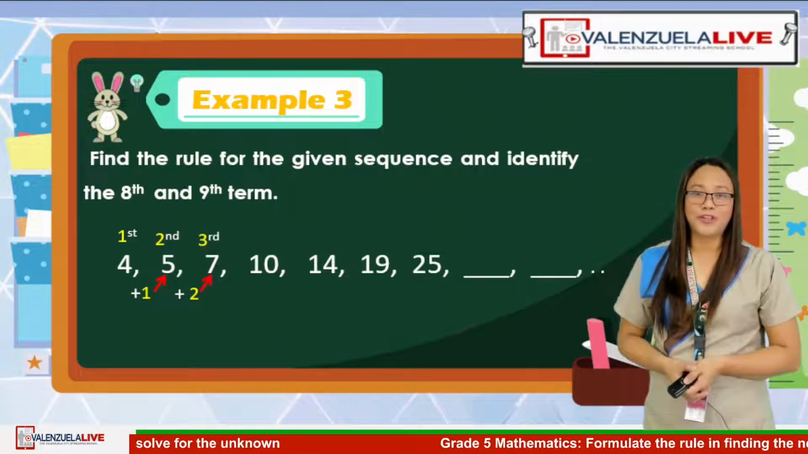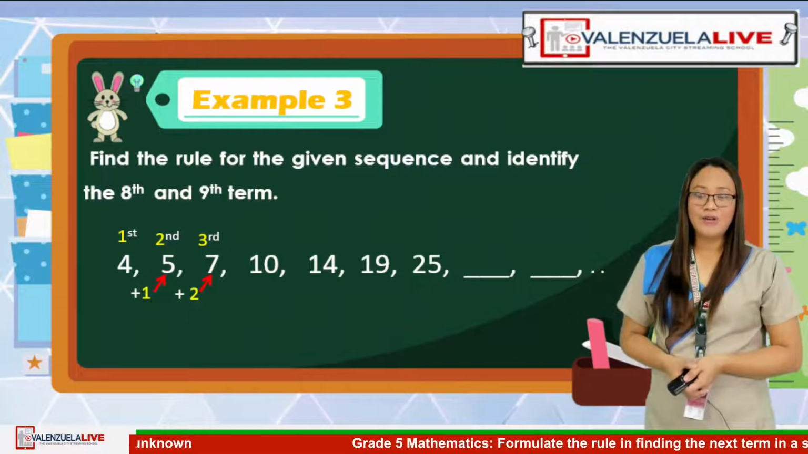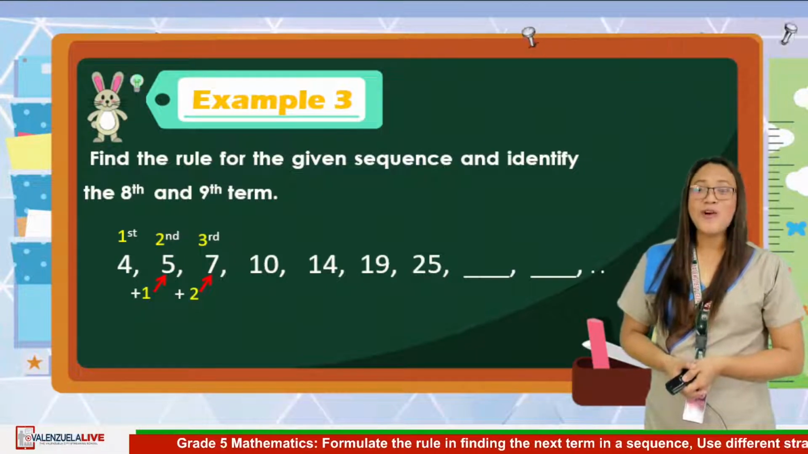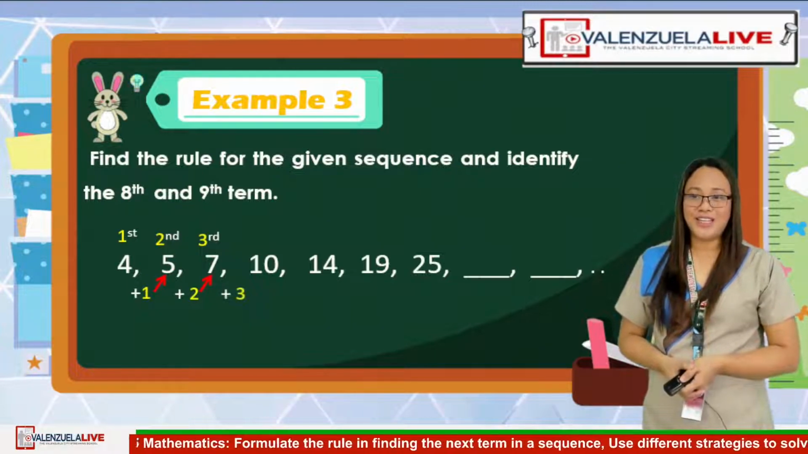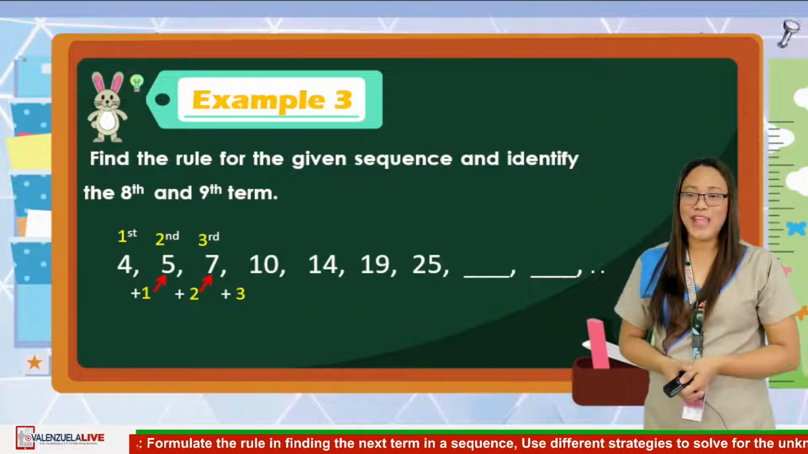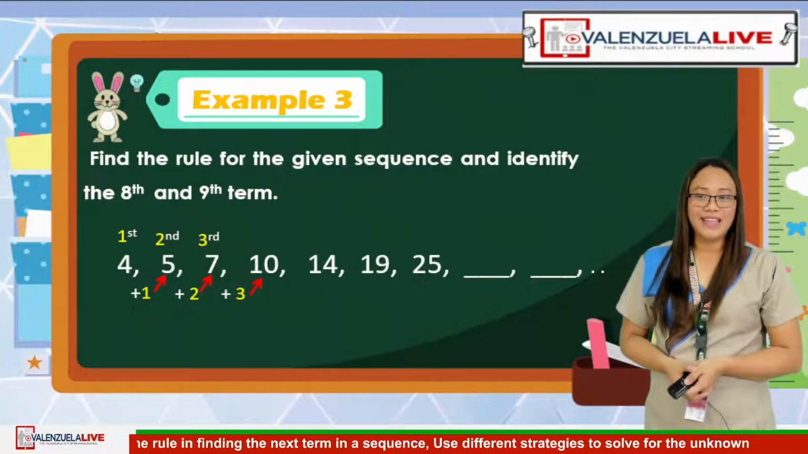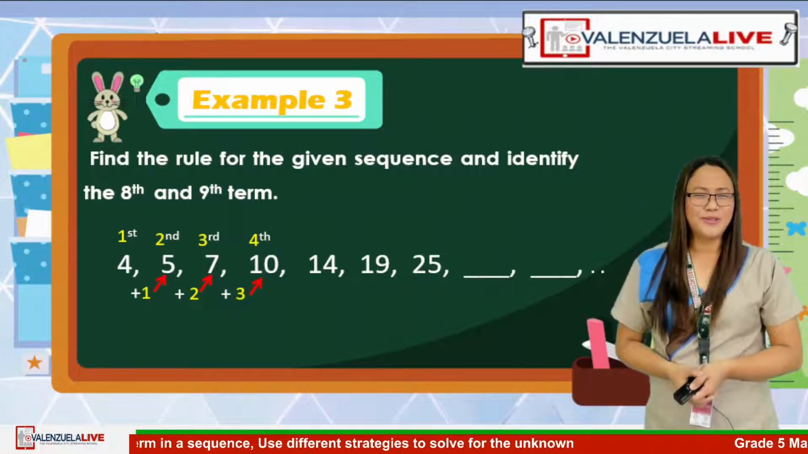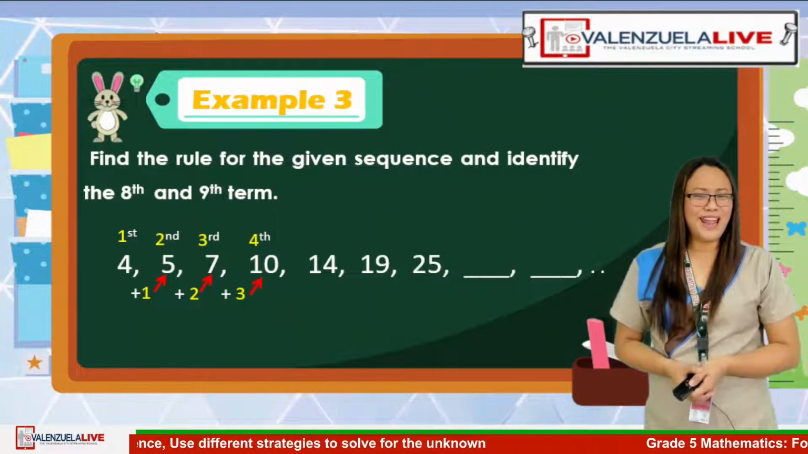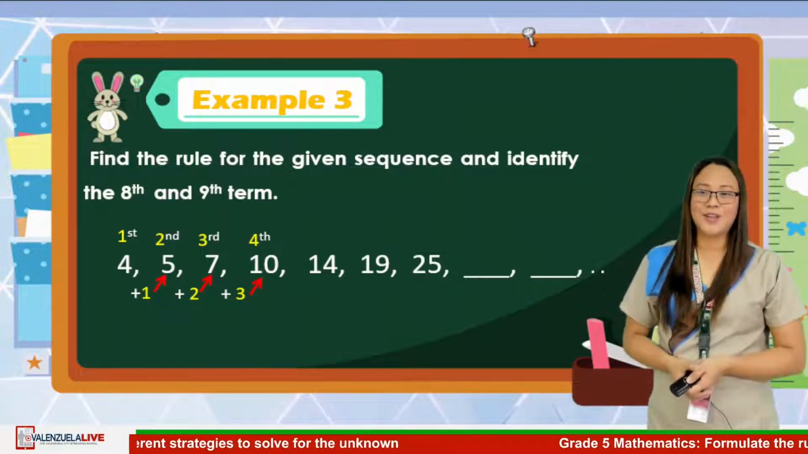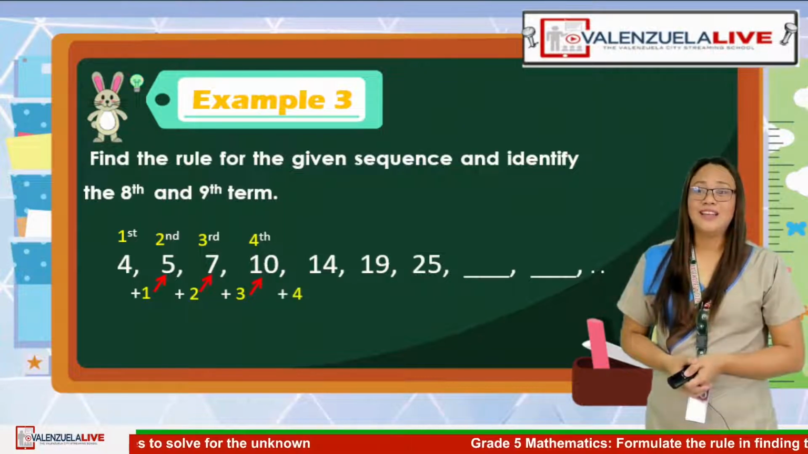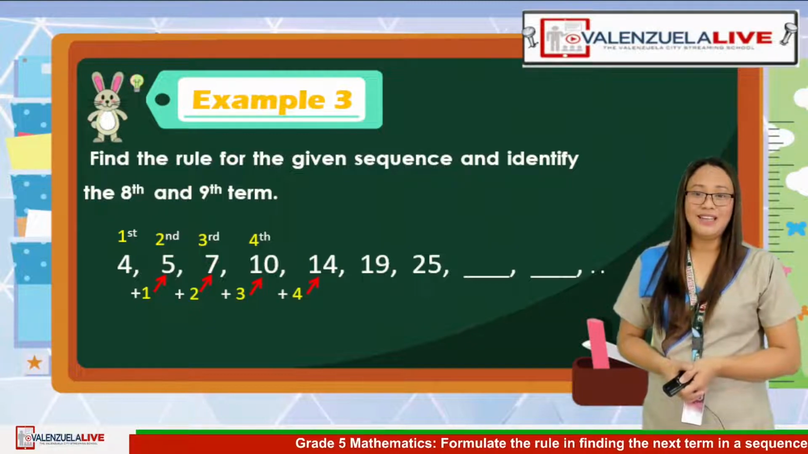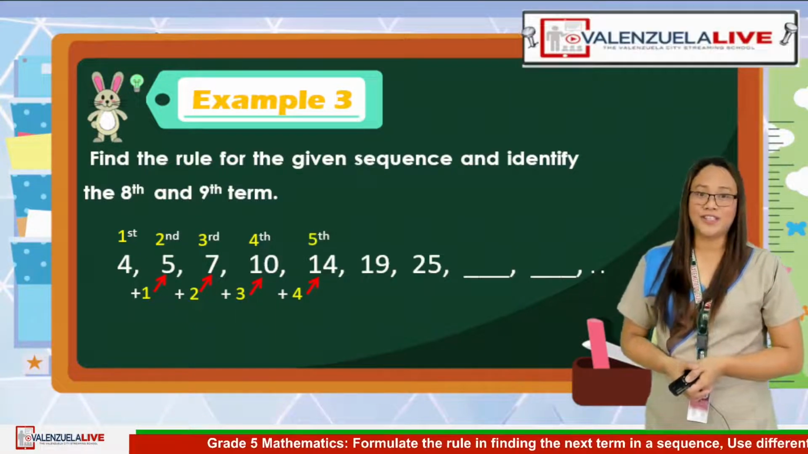So that will be our third term. Now, to get the fourth term, what are we going to do? Great! We have to add 3 to the previous term. So we have 7 plus 3 is equal to 10. And that gives you the fourth term. All right. Do you know already the rule? Okay, what will be the next one? That's great. So you have to add 10 to 4. That gives you 14. And that will be our fifth term.